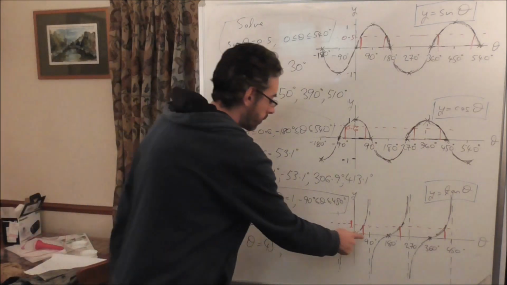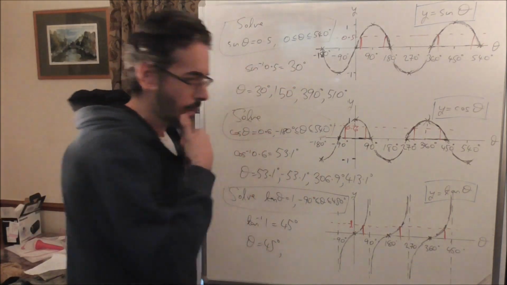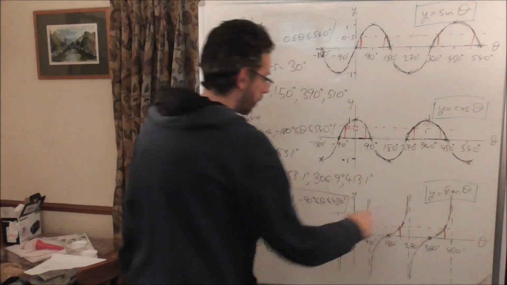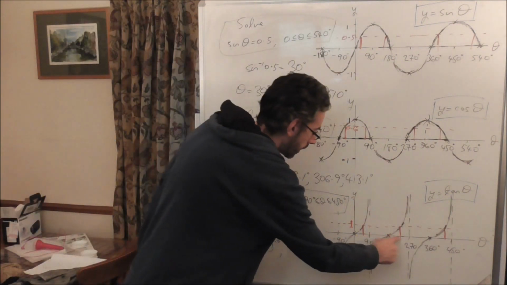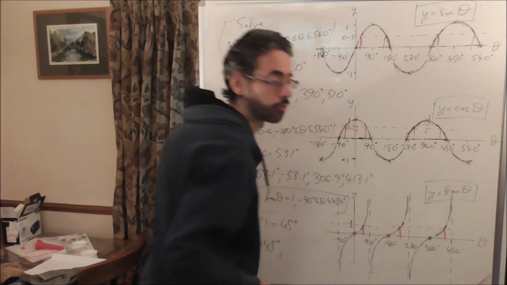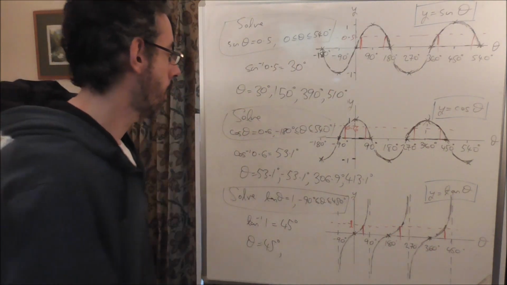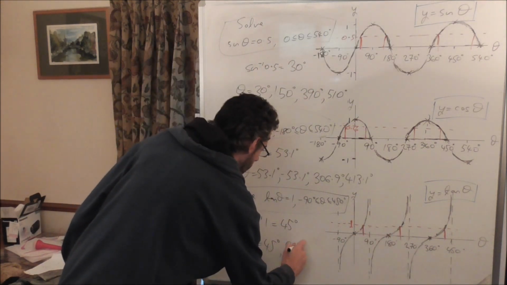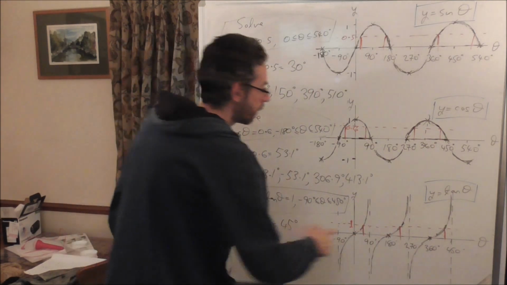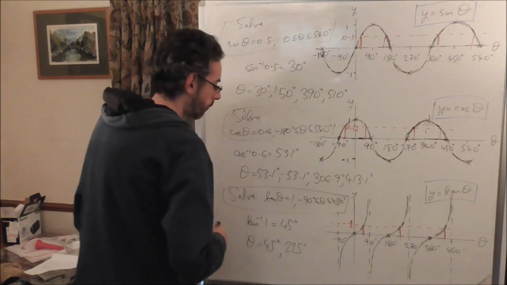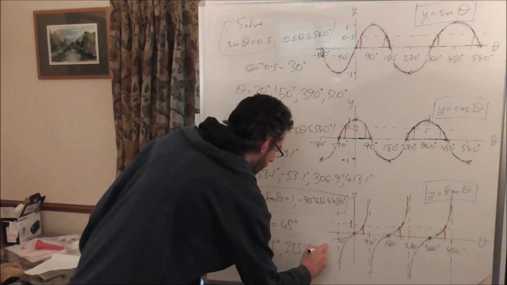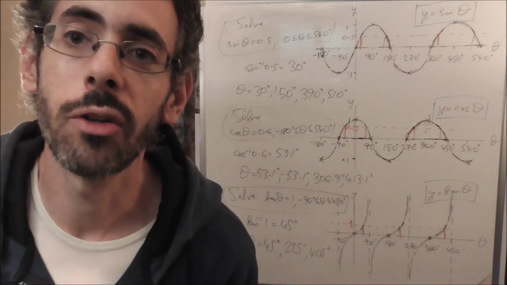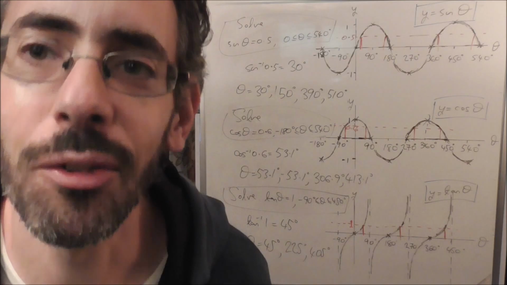So because that's 45 degrees, you've got a gap of 45 there. And the tan graph repeats every 180 degrees. So these curves repeat every 180. So this is also going to be a gap of 45, and that's also going to be a gap of 45 as well. So this angle here is 180 plus 45, which is 225. And this angle here is just 360 plus 45, which is 405 degrees. So that is how you solve trig equations using the graphs.